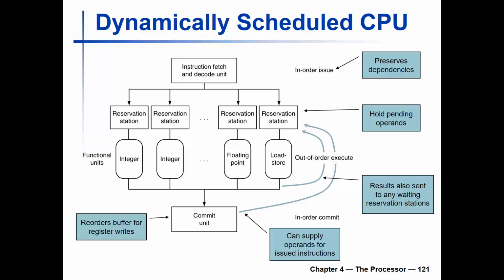Here is the unit where we fetch and decode instructions. Once we fetch and decode an instruction, we have to issue it to what we call a reservation station. The issuing happens in order, the way the CPU has seen those instructions coming from the program, and with the assistance of the compiler, we try to order them in an optimum way.